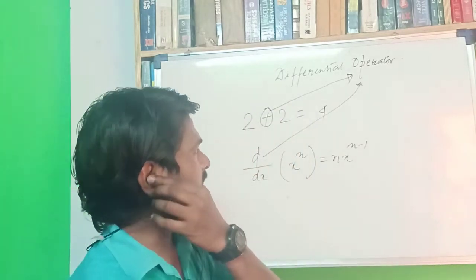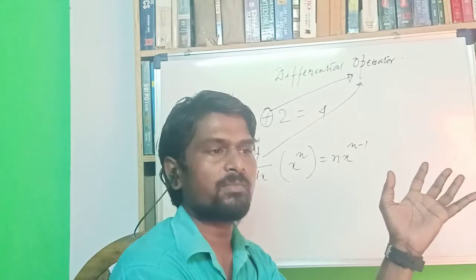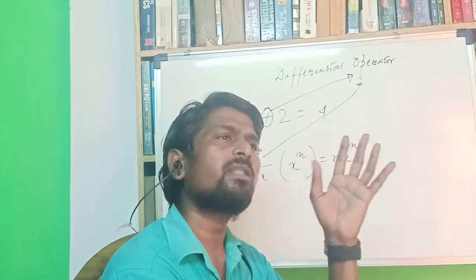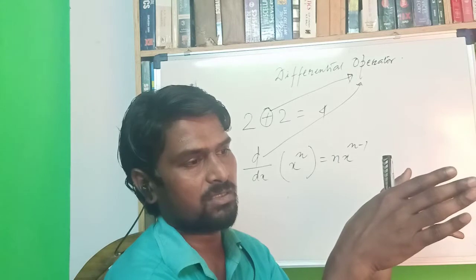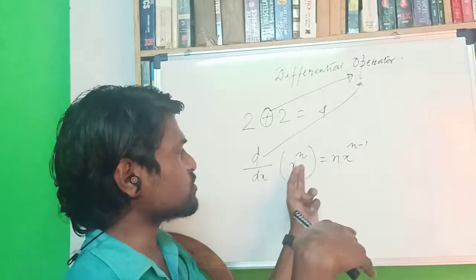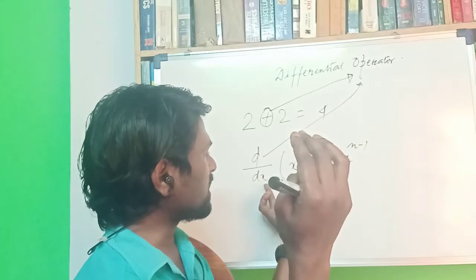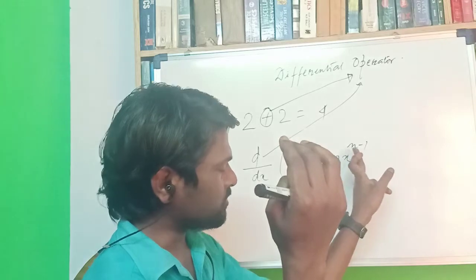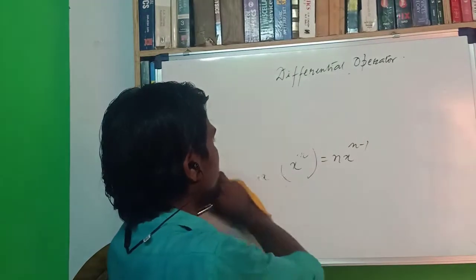So let's start with the differential operator. It is like plus or minus, addition operation, 2 plus 2 equal to 4. All the operations, addition, multiplication, subtraction, division, are like operators. That is the differential operator. So d/dx of x to the power of n equal to n x to the power of n minus 1: it works on a particular function and gives a particular value. So let's start with the differential operator.